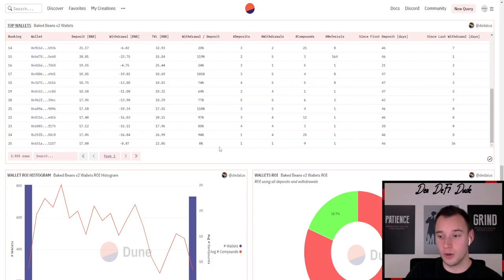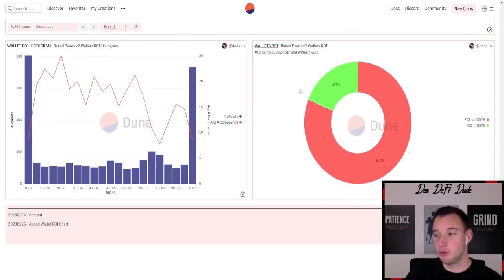And also, of course, the smaller wallets, which will probably panic and already panic now, because they see, if we take a look on the last statistic right here, that around 80% of the investors will not ROI in baked beans, and only around 20% of the wallets will get their ROI and some profits. So this is the current state of the baked beans version 2 project.